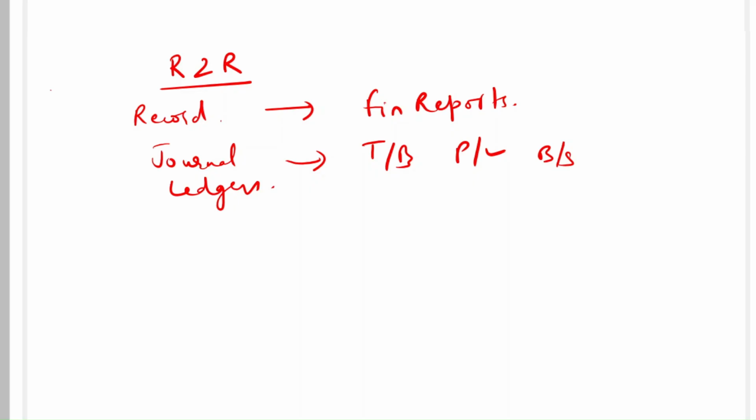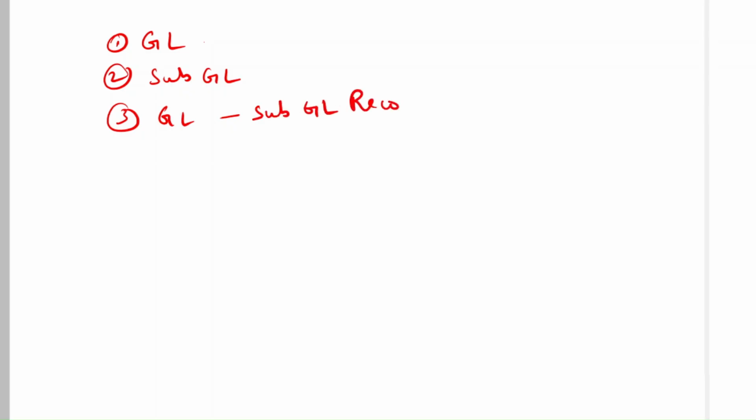Now, as an auditor, your role is to determine whether there are enough controls to ensure accuracy and completeness of this reporting. Okay? So, in today's video, we will cover what is a GL, what is a sub GL, and what is meant by GL sub GL reconciliation when it comes to record to report.